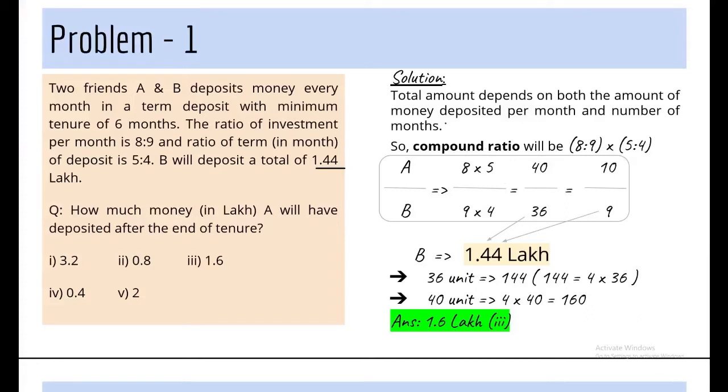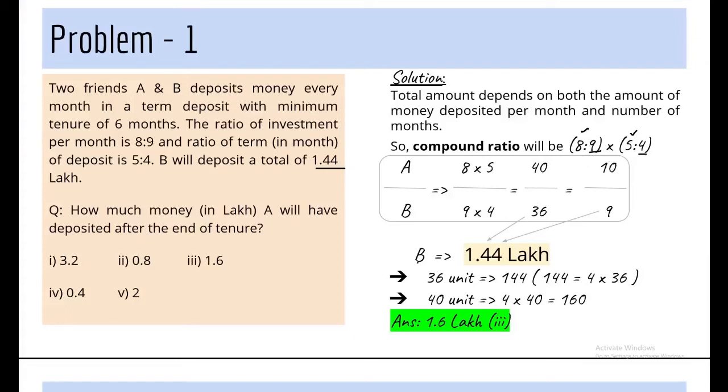So here we have money deposited per month and the number of months. We just need to multiply these two ratios. So for A is to B, the new ratio will be 8 into 5, that is the first term of each ratio, and for the denominator, for B, that is 9 and 4. So we just multiply and we will get 40:36, or if we simplify we will get 10:9.